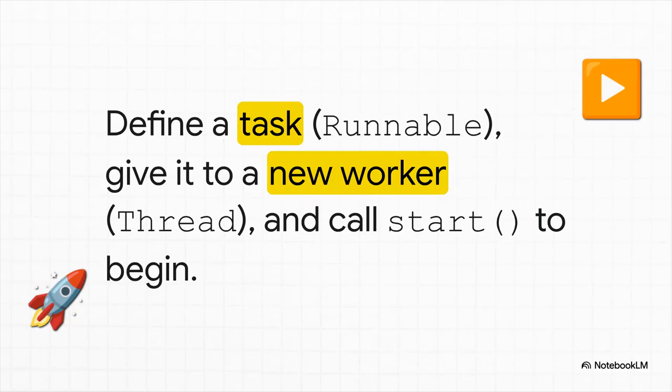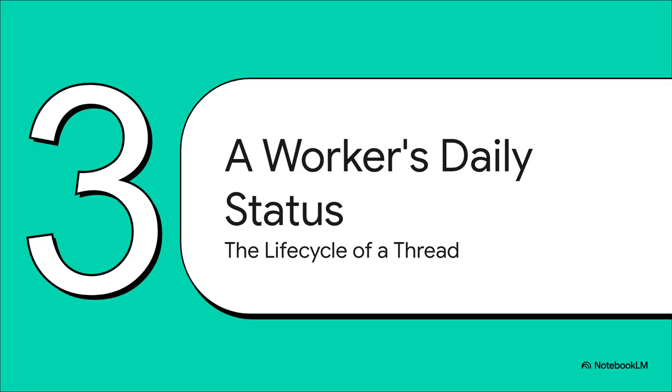And you know what's cool? Putting them to work is actually super simple. First, you define the job you need done. That's your Runnable. Then, you hand that job off to a new worker, which is your Thread. And finally, you just call start. That's it. That's the signal for them to get to work, doing their thing at the exact same time as everything else.